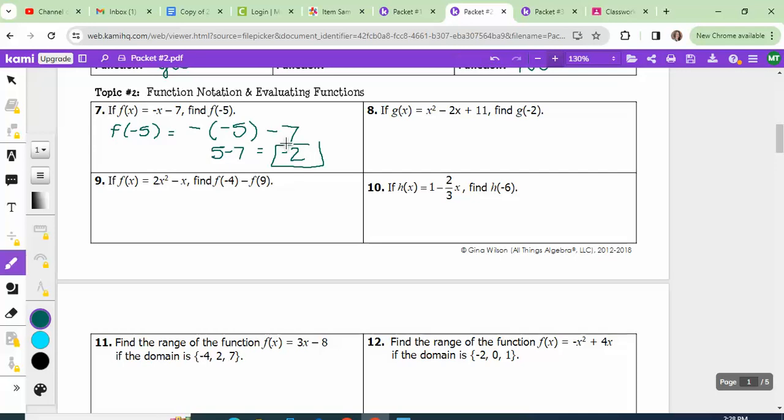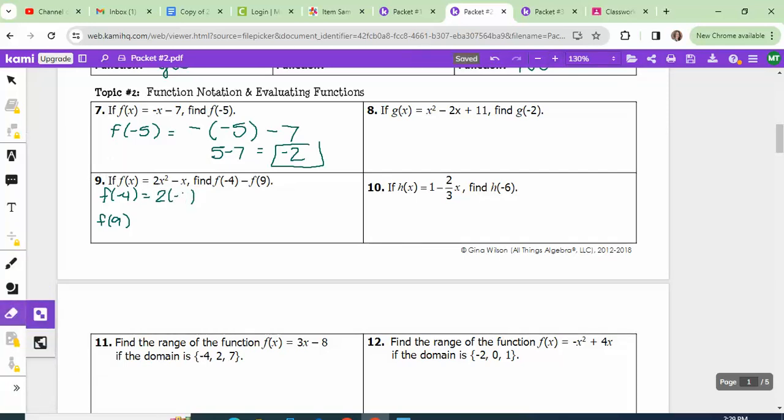Let's try another one. Let's look at number 9. All right, this one, we have to do two things. We have to find f of negative 4 and f of positive 9, and then subtract them. So f of negative 4, if you go to your equation, you plug in -4 for your x's.